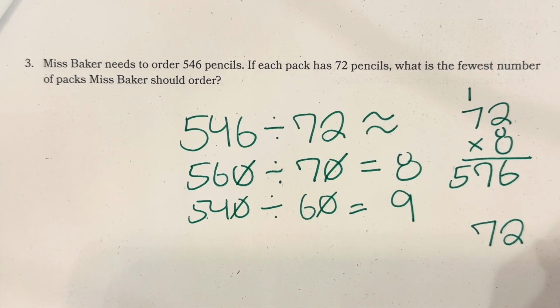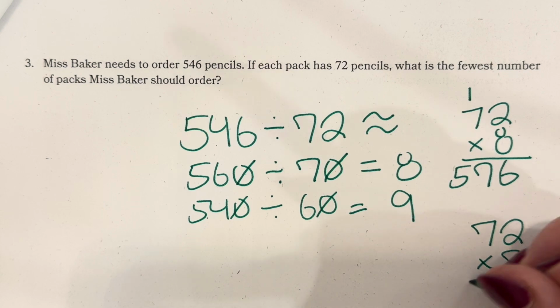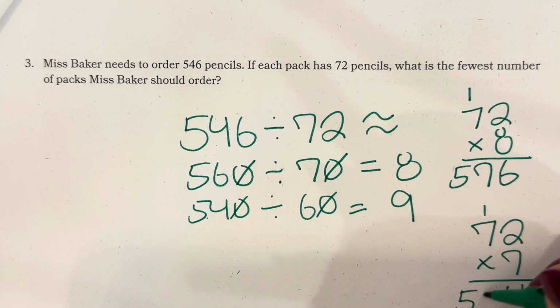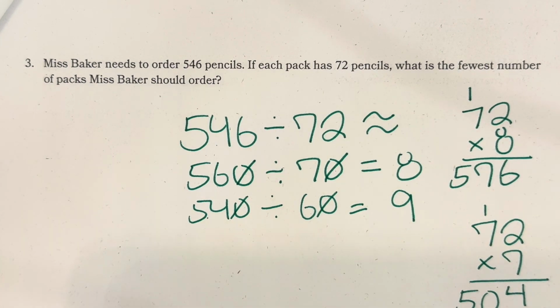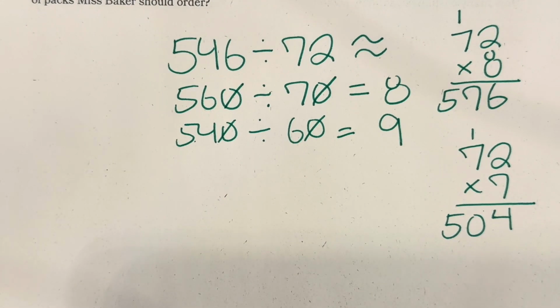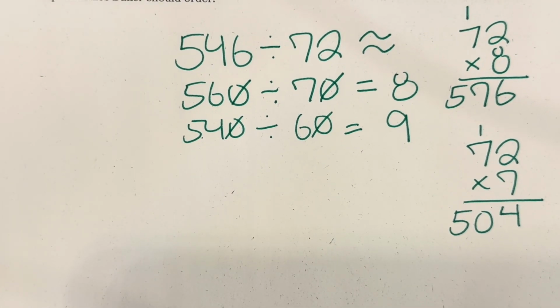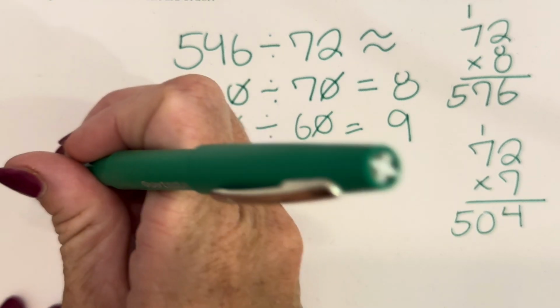So 72 times 7 packs of pencils. Let's see, 7 times 2 is 14. 7 times 7 is 49 plus 1 is 504. Okay, so this is a little bit tricky. So let's move that up so you can see that better. And let's look at the actual division algorithm for this one after we look at the tape diagram.